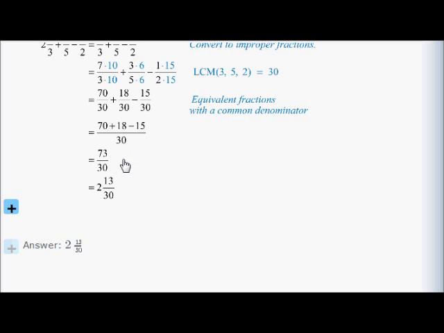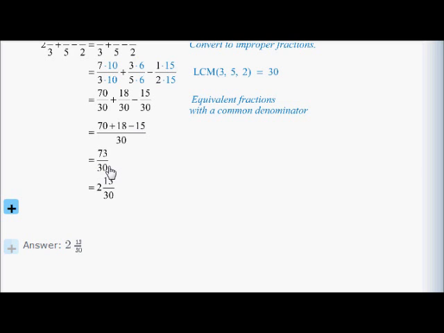So the two full pizzas each have 30 slices, so that's a total of 60. So why don't we just subtract 73 minus 60? We're left with 13. 13 slices on the third pizza. So we have two full pizzas and 13/30ths of a pizza.